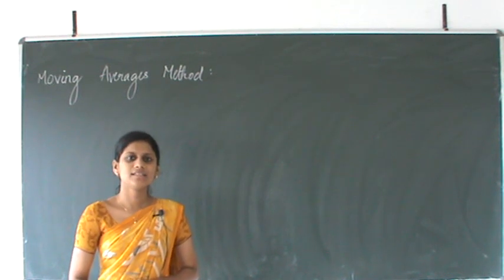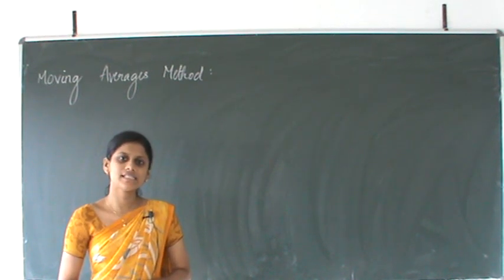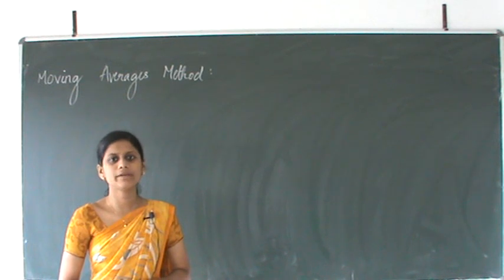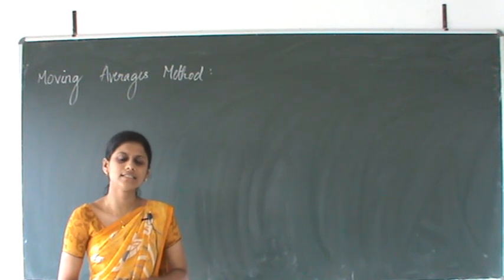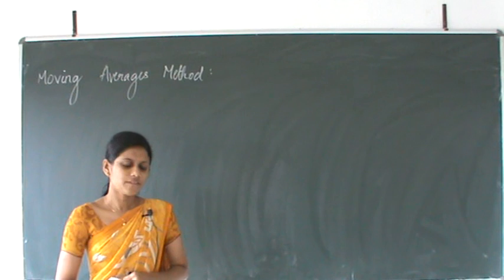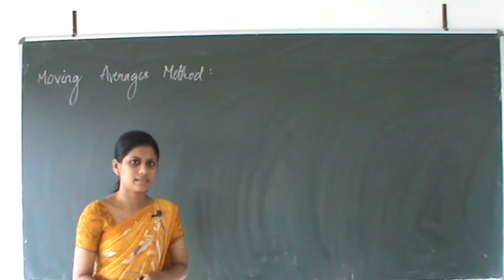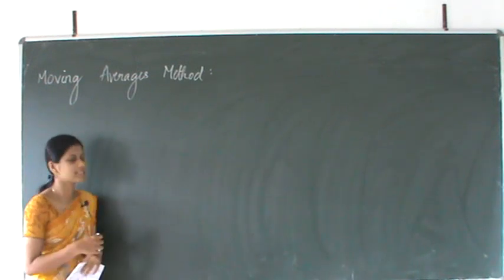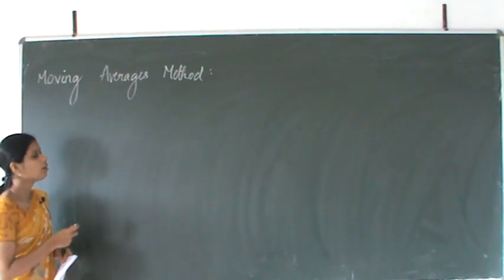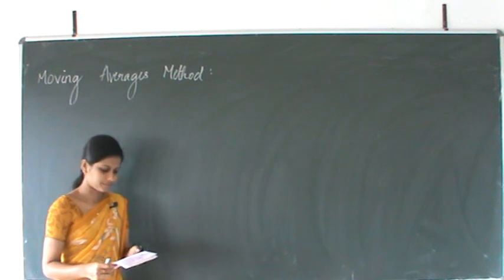Good morning students. In the last class, we were discussing methods of measurement of trend and we have already discussed two methods, that is, first one is the graphical method and second one is the semi-averages method. Now in this session we are going to discuss the third method, that is the moving averages method.